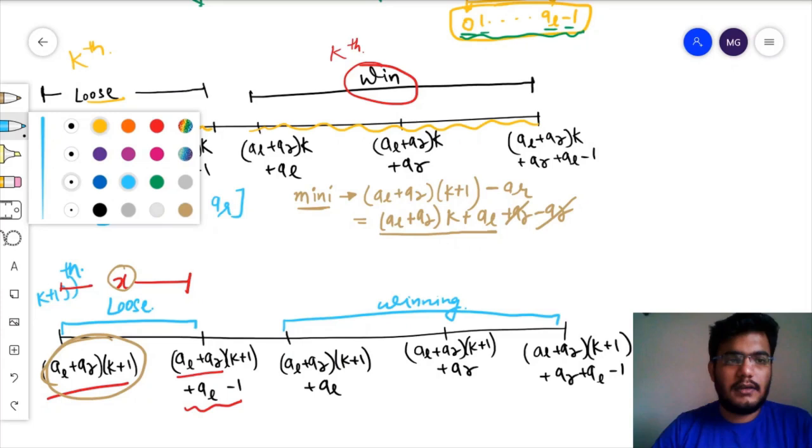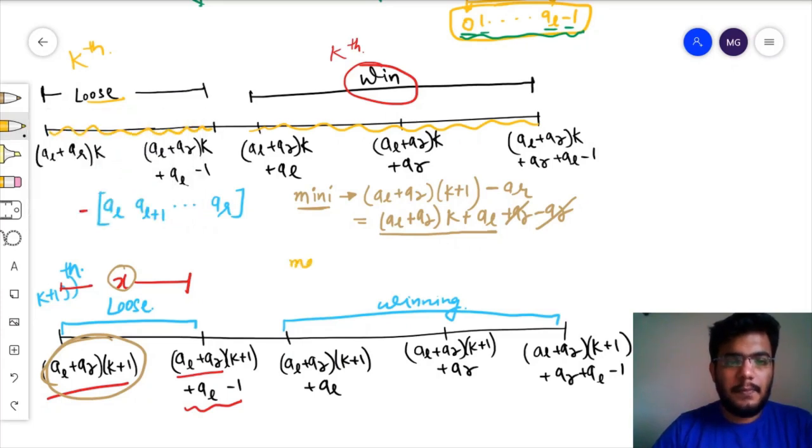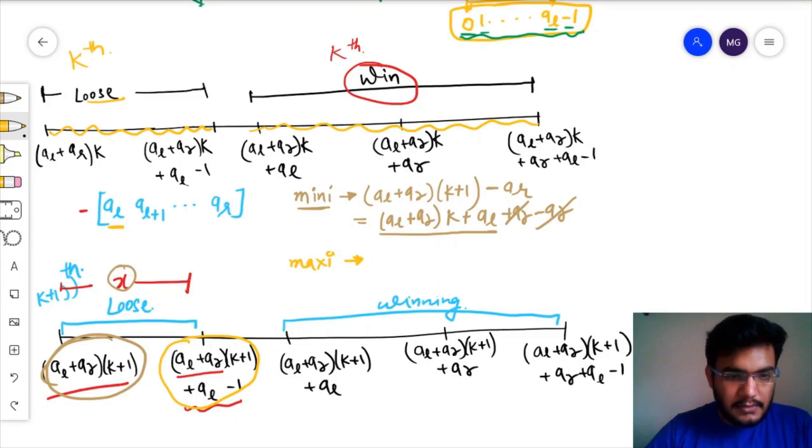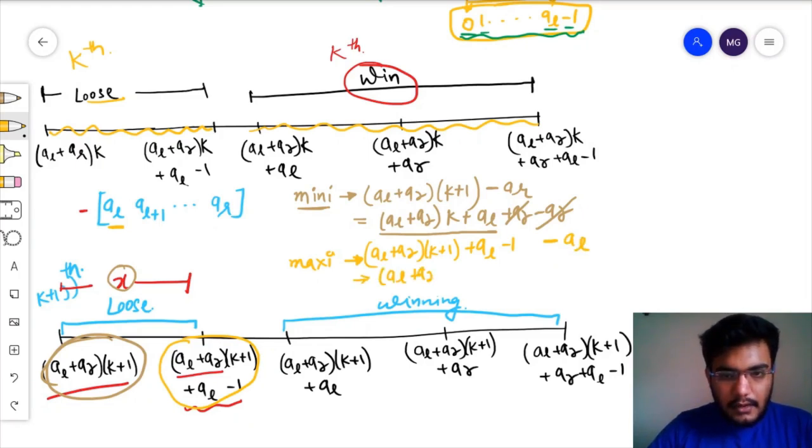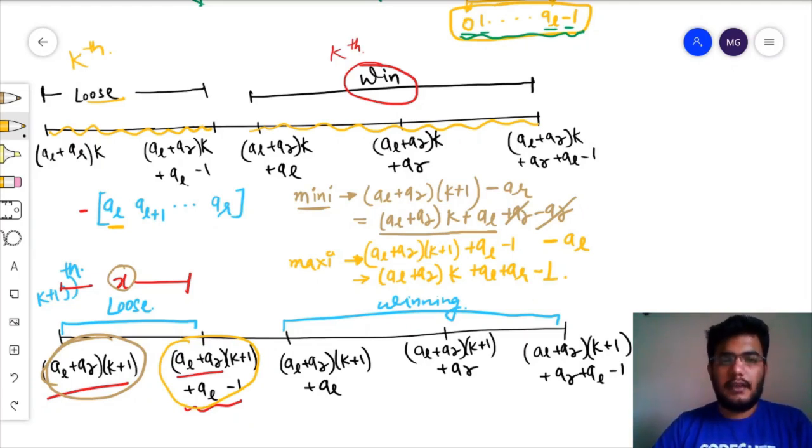Similarly, if we want the number to be maximum, we will be taking the maximum value of x and subtracting the minimum value which we can. So the maximum value which we can have is (AL plus AR) times k plus 1 plus AL minus 1, and subtract the minimum amount which we can. So it gives us (AL plus AR) times k plus AL plus AR minus 1. So this is the value of the maximum and minimum number of remaining elements which we can have.